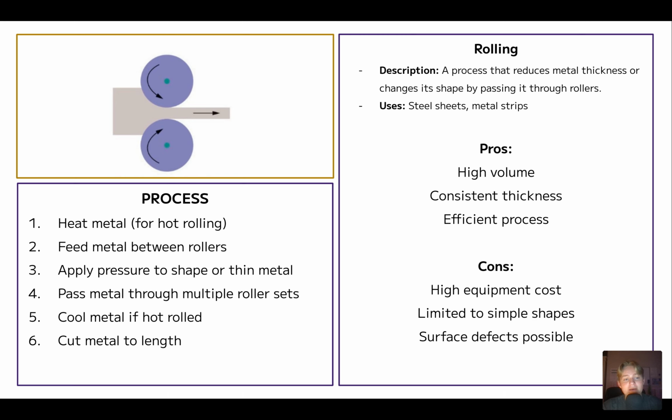And you'd feed the metal between the rollers, which will apply pressure and shape the metal into a thinner form, and then you could pass it through multiple roller sets to create the desired thickness, and cool the metal if it was hot rolled, at which point you can then cut it to length.